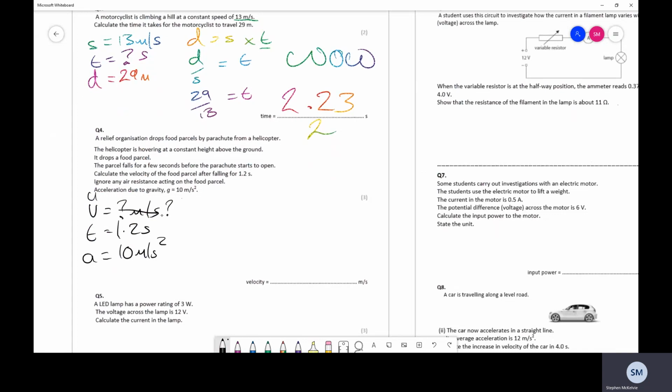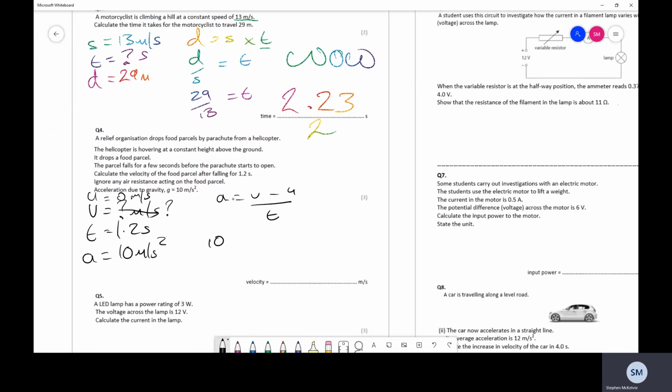Calculate velocity after falling for 2 seconds. U is a start velocity, which is 0 meters per second. A is equal to V minus U divided by T. It is accelerating at 10 meters per second squared. And what I'm going to do is actually substitute first for this one, though, because it'll make it a little bit easier for you to see what's going on.